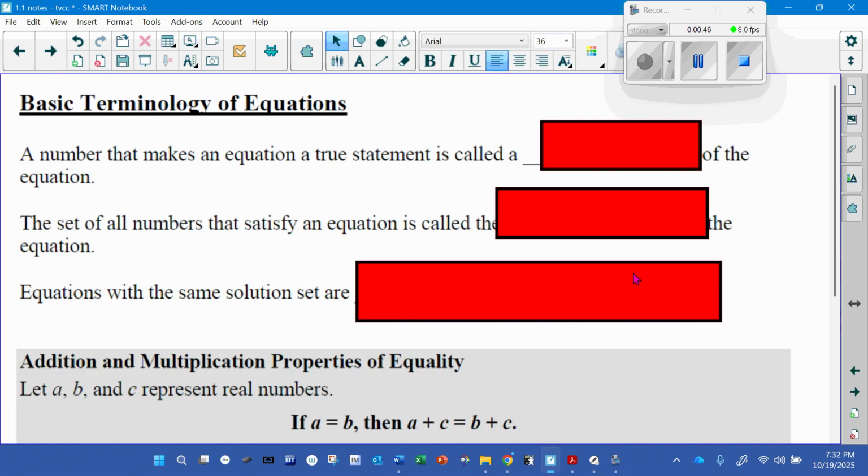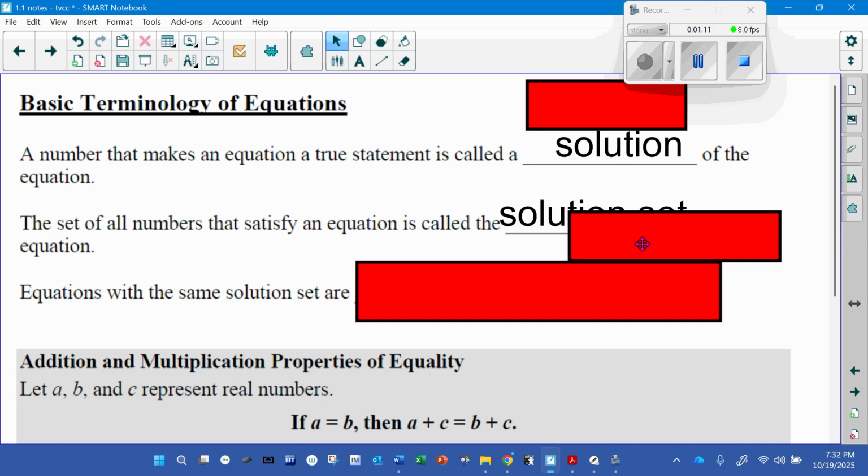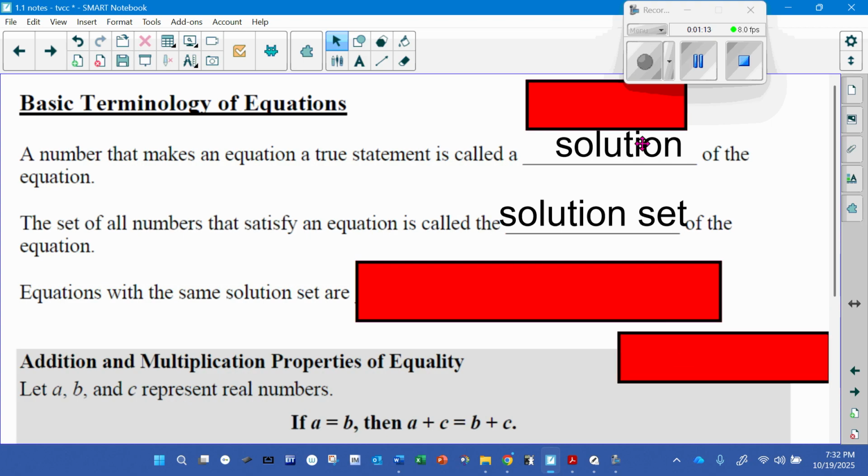All right, so we'll get started here with some basic terminology. A number that makes an equation a true statement is called a solution of the equation. The set of all numbers that satisfy an equation is called the solution set of the equation.